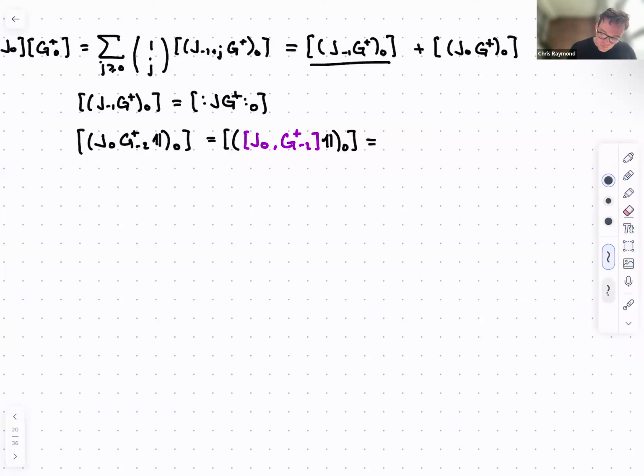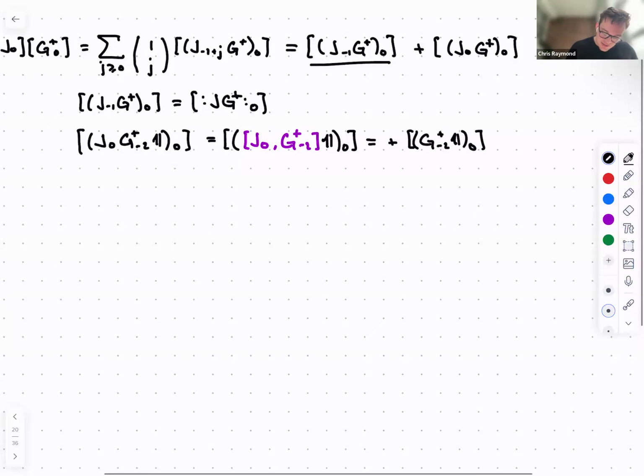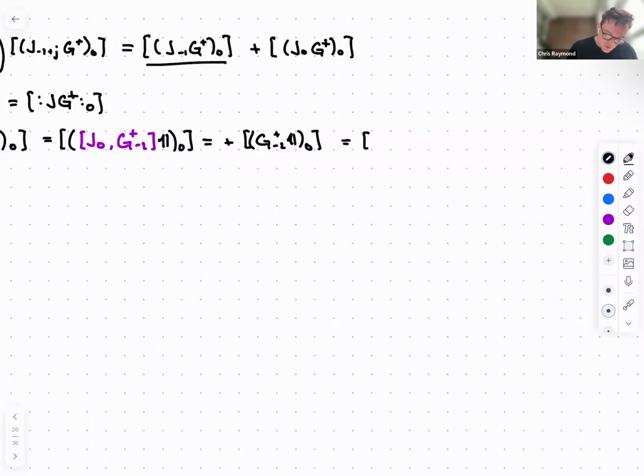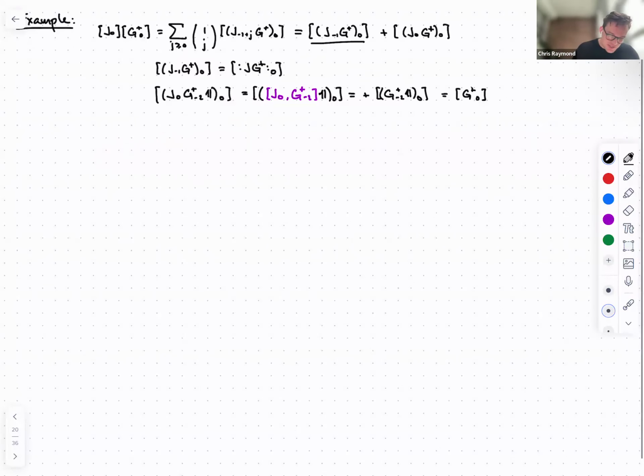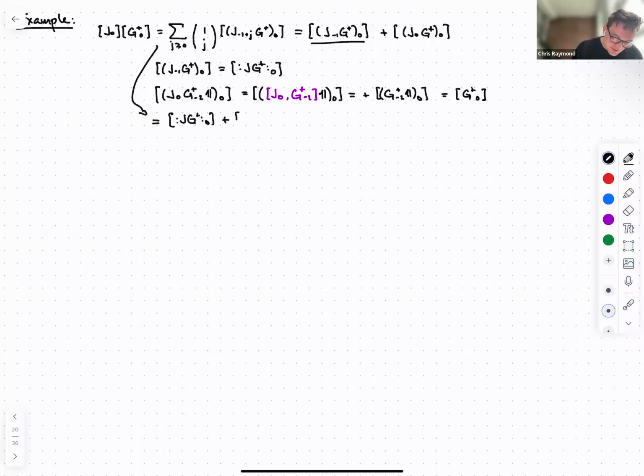This just gives us an overall plus sign. And here I have the representative of G minus 2 plus acting on 1's zero mode, and that is just what I'm calling G plus 0. Great. All right, so there's a sample calculation. This is telling us that this whole thing here, if I take this, go down here, is equal to the zero mode of J G plus 0 plus G plus 0.